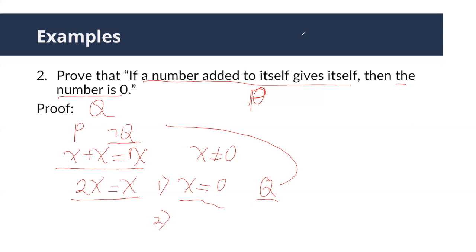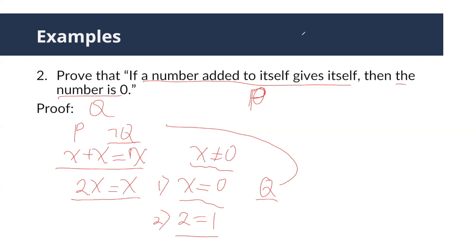The second method is, since 2x equals x, and in addition, we know x is not equal to 0, what other operations can we do on both sides of the equation? Yes, division. If you divide both sides by x, you're going to conclude 2 equals 1.